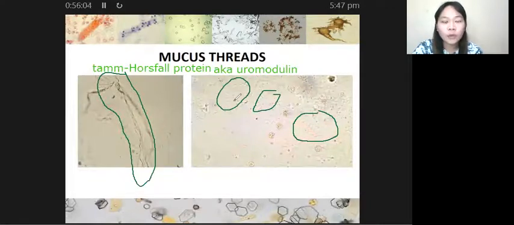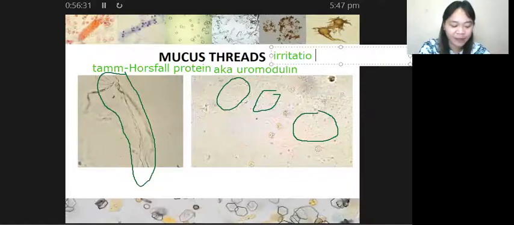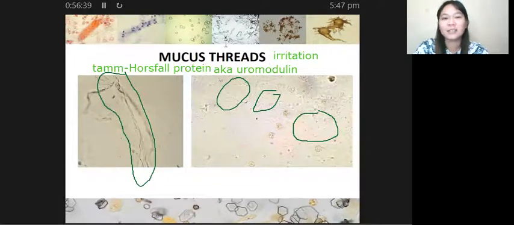So if, for example, your mucus threads appear in clumps, they may be mistaken as your hyaline casts. As for the significance of your mucus threads, in general, it is not significant. However, the number of your mucus threads may be increased if there is irritation, an increase in irritation of your genitourinary tract. Okay, so we have your mucus threads.